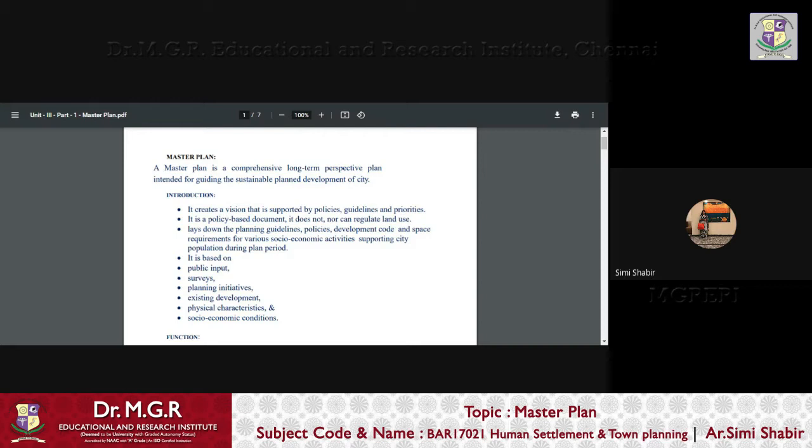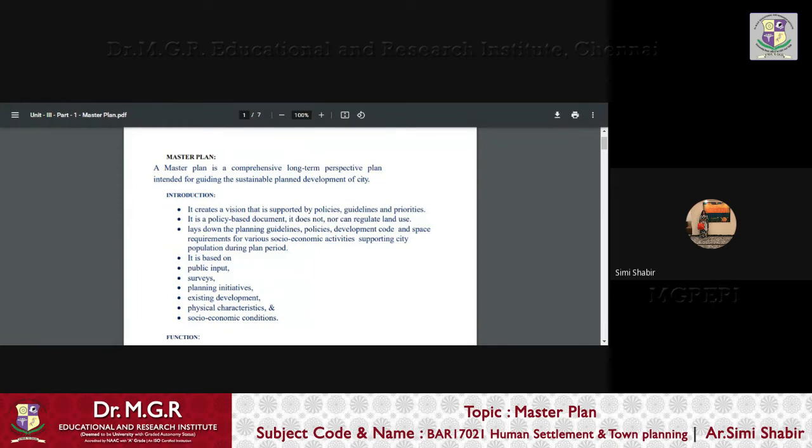Okay, Unit 3, Part 1. Here you can say that the master plan lays down the planning guidelines, policies, development code, space requirements for various socio-economic activities supporting city population during a plan period. Now, this plan period is something that we will come to a little later on. And now, where do we get the inputs? How do we get the data for putting down a master plan? It is based on public input, on surveys, planning initiatives, existing development, physical characteristics, and socio-economic conditions.